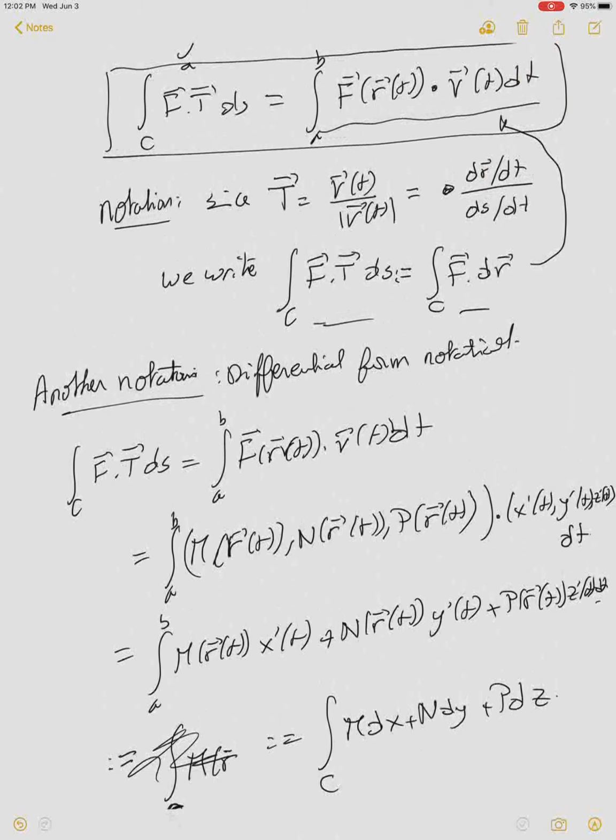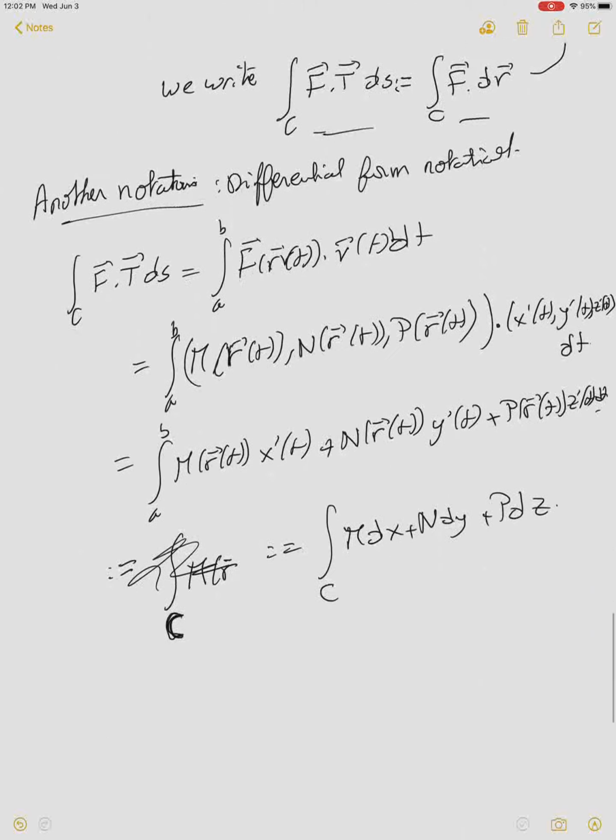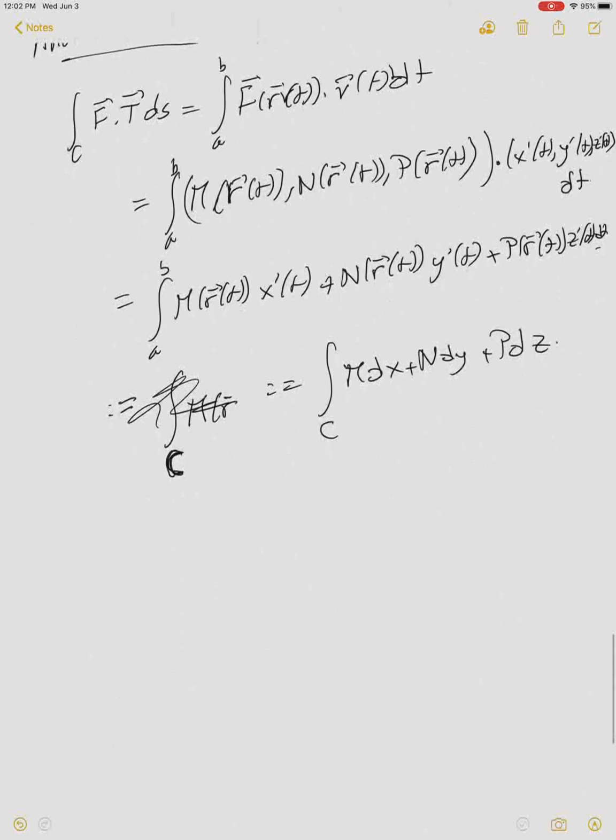I did this when I calculated the work of a force, but I don't have to have a force. It might be something else. So it might be just a vector field. So let's give the definition.